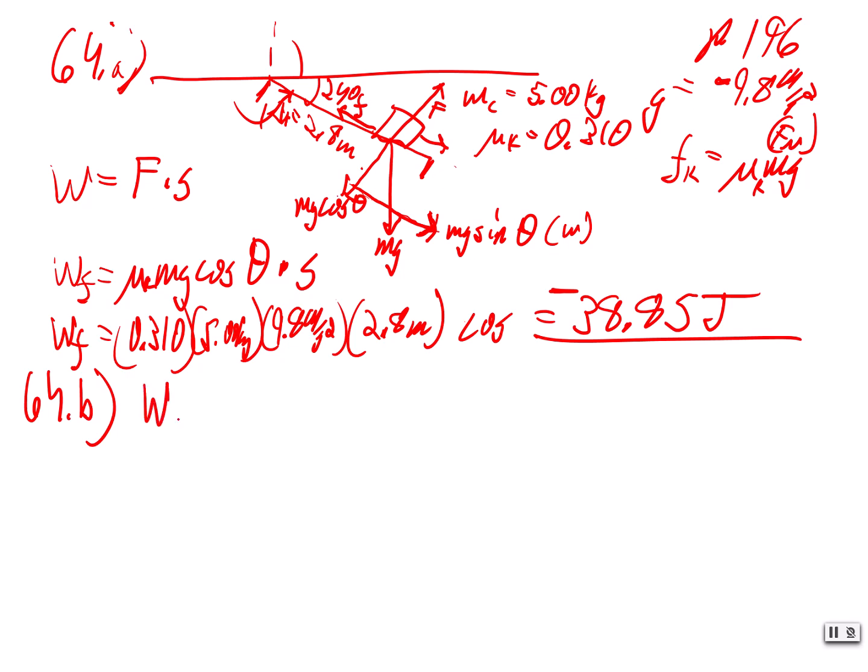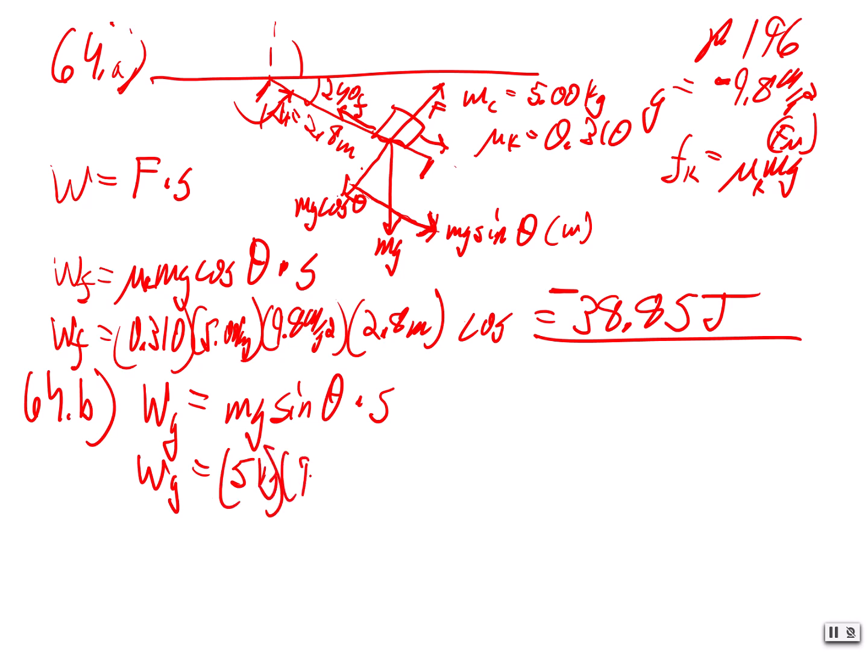So then the work done by gravity is equal to what? mg sine of theta dot S. And so when we plug all that in, we've got 5 kilograms times 9.8 meters per second squared times sine of, and what angle do we use? Well, we use 24. That'll be fine, 24 degrees.